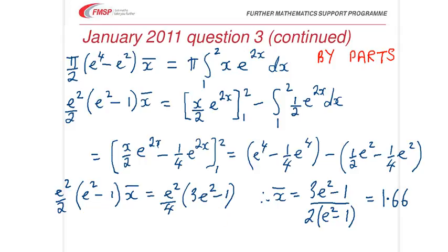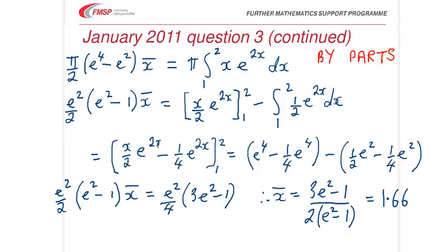And then there's some more tidying up you can do, cancelling things out. The e squared cancels, and we end up with this expression for x bar. They're happy to accept the decimal version as well, which is 1.66. And that's it. That's the end of the question. So not much mechanics in there. It's really just core maths, pure maths.